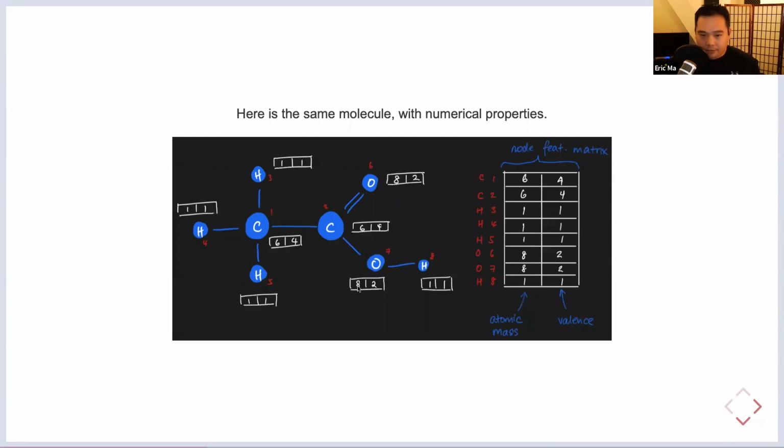Oxygen has 8 protons and only 2 possible bonds. I got the definition of valence wrong. It's actually the number of bonds that it can form. So it has 2 possible bonds that it can form as a result of 2 valence electrons. And so this is how you would represent the same molecule with numerical properties.